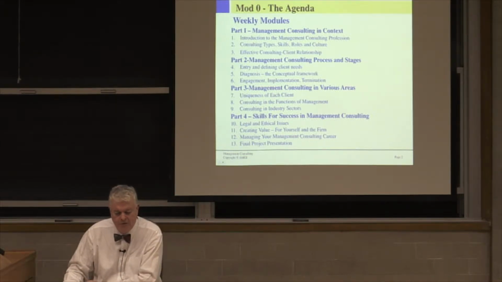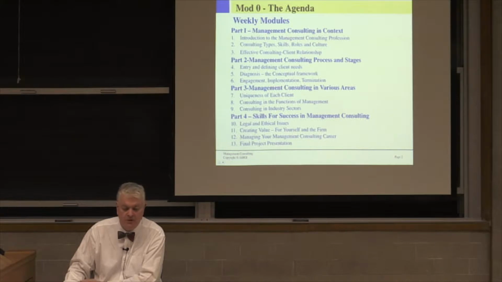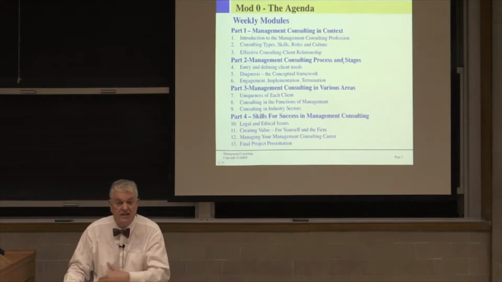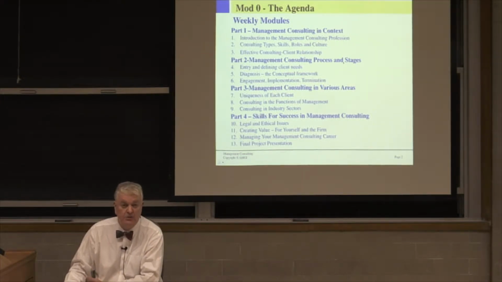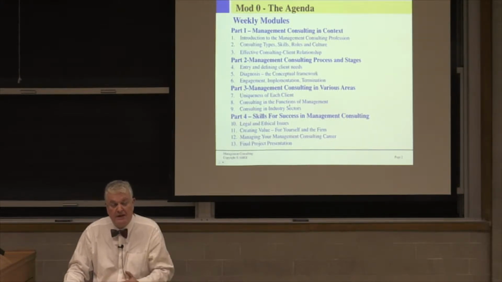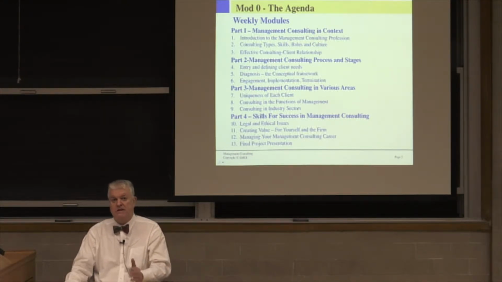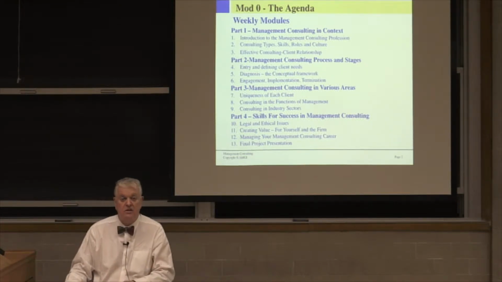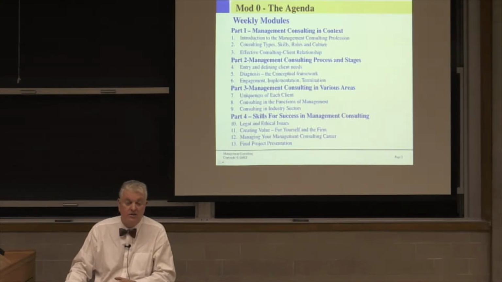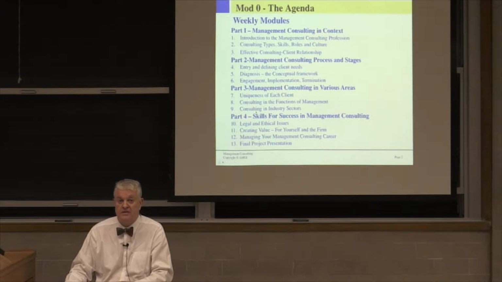The course has 4 parts. Part 1 is placing management consulting in context. Part 2 is the consulting process and the stages, really the practice, what you do with clients. Part 3 is management consulting in various areas, with respect to the functions of management and also the industry sectors. You could be an industry management consultant across many functions, or a functional management consultant across many industries. You've also got to understand, as Module 7 says, the uniqueness of each client. Every client is unique, but the methodologies you apply are often similar.